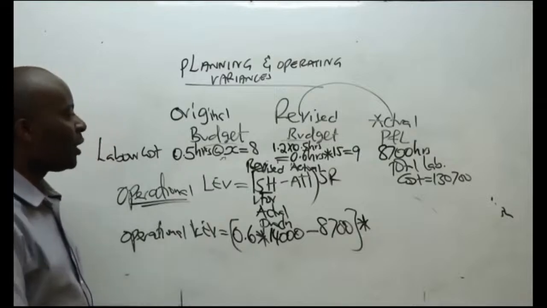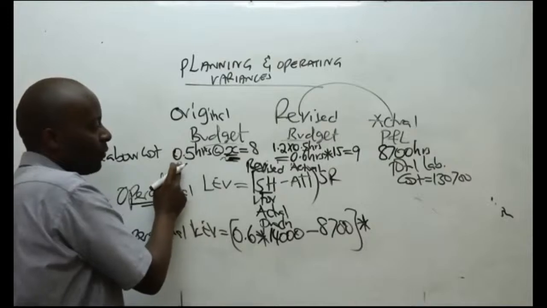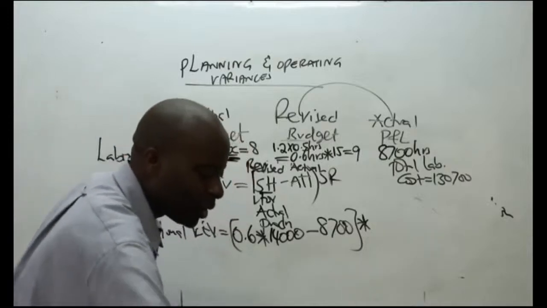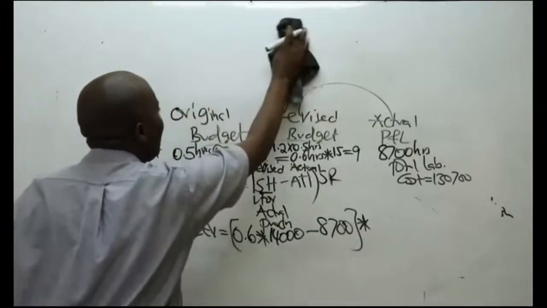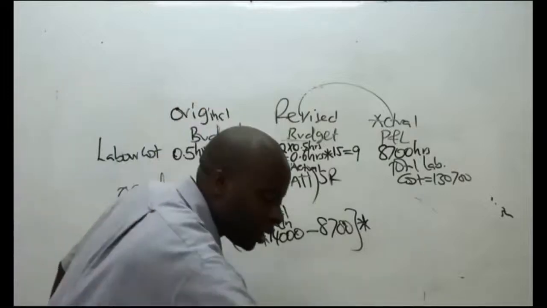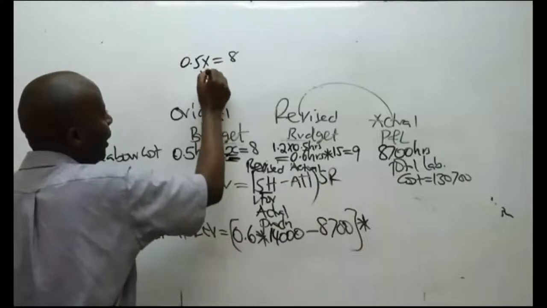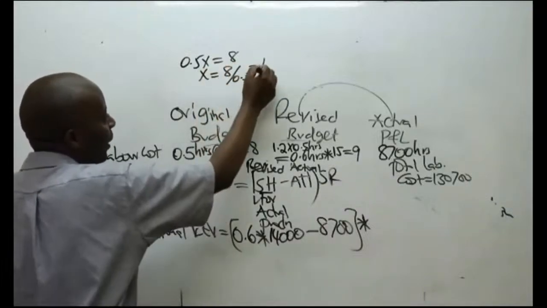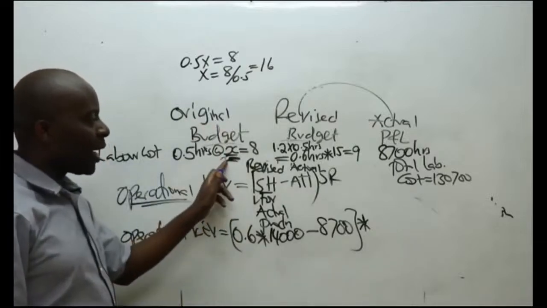Could you kindly give me this rate here? If we are saying 0.5 times x equals 8, then what is the value of x, so that I can get to know the rate per hour? 0.5 times x equals 8, meaning that x will be 8 divided by 0.5, which will give us 16. So here we have 16 per hour.